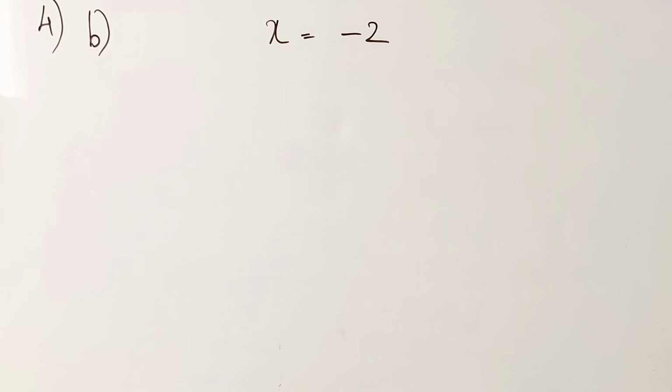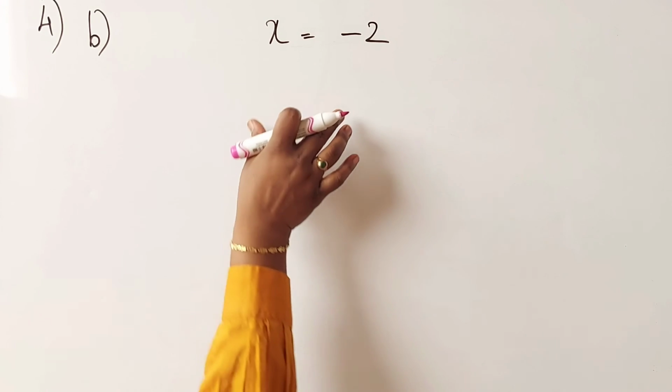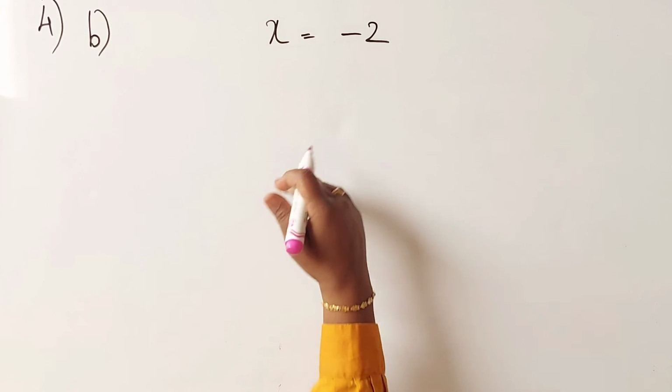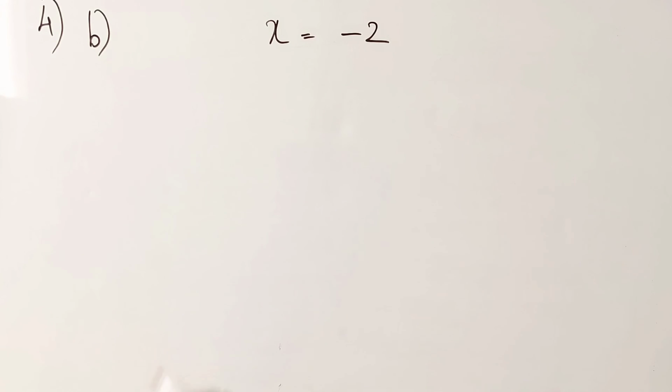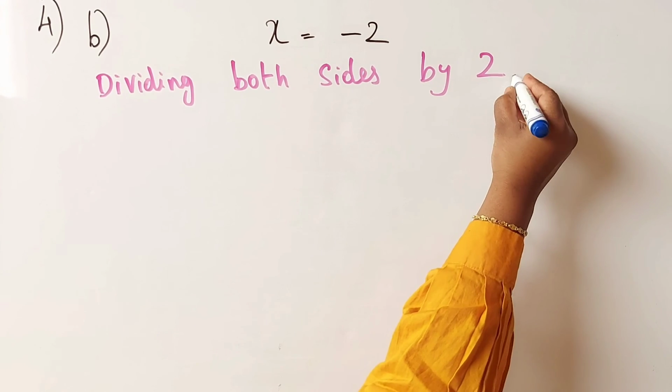Question B. Construct 3 equations starting with x equal to minus 2, children. Here the main equation is x equal to minus 2. Here also the same thing, we can perform arithmetic operations on both sides of the equation, children. Right? We will start with division now. Dividing both sides by 2, children.